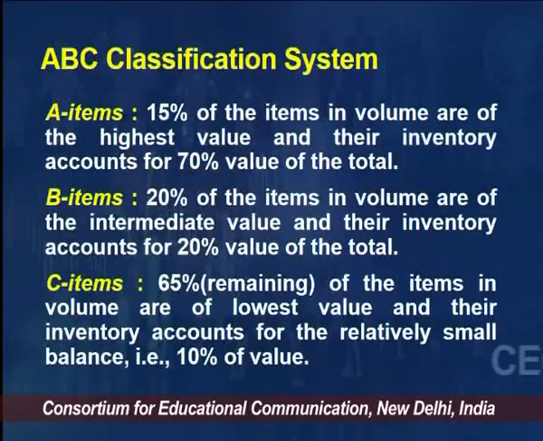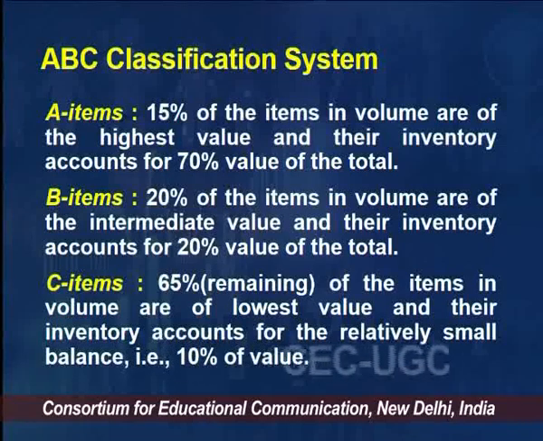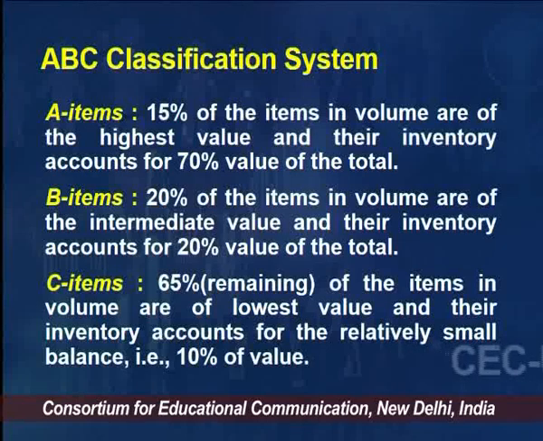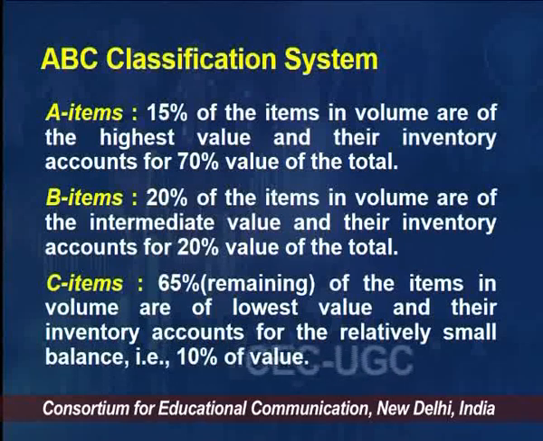ABC, this school of thought says that there are three categories of materials in any business. So first category is A category, then B category and C category. So for example, we will see on this slide which are A items. A items are 15% of the items in volume are of the highest value and their inventory accounts for 70% value of the total. 70 to 80% also you can say of the total.